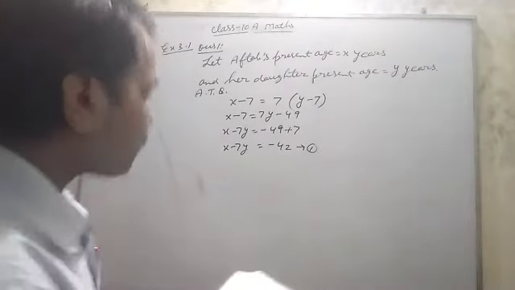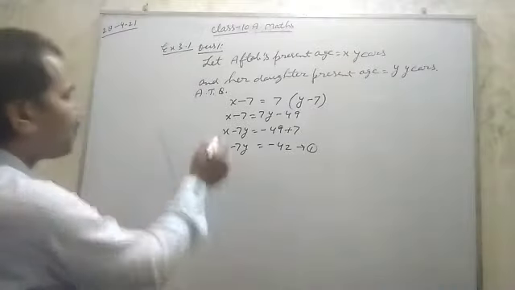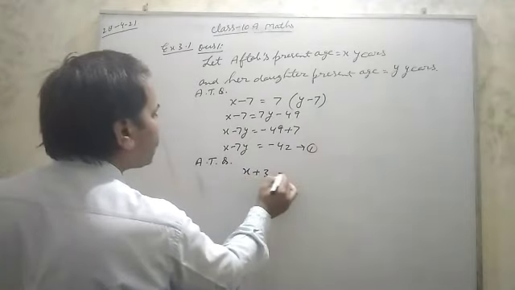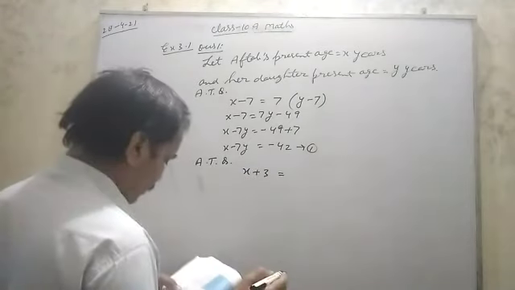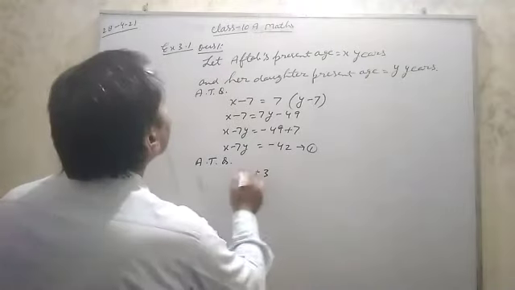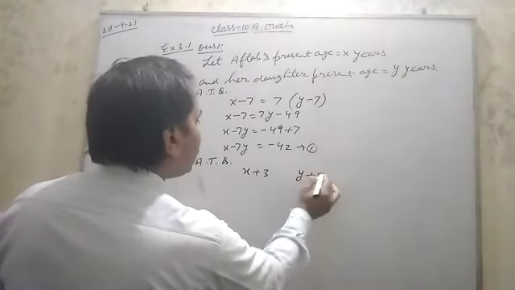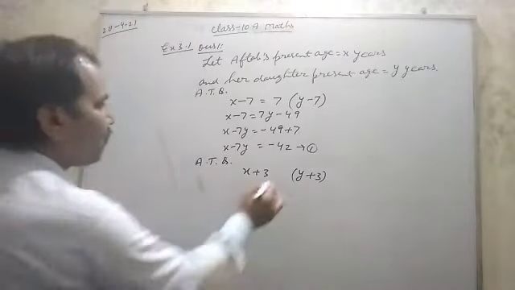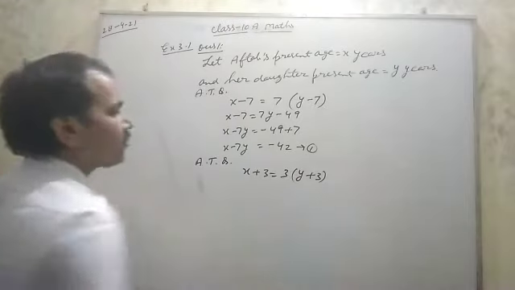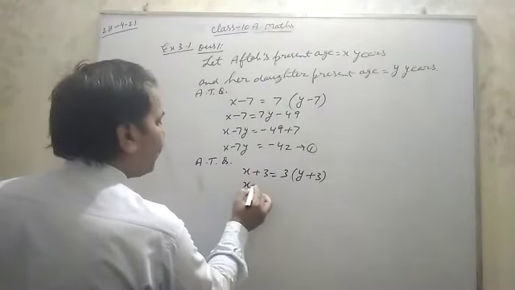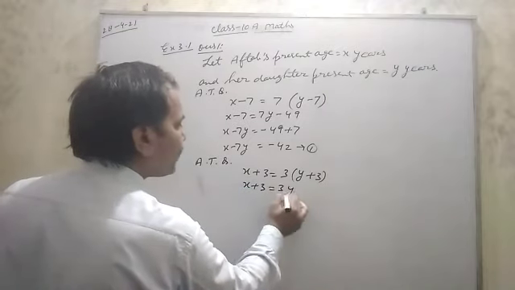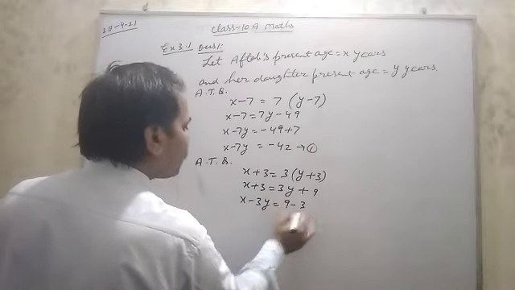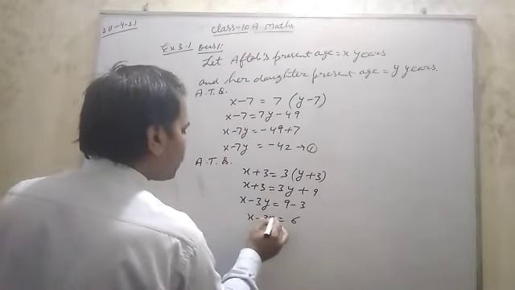Then also 3 years from now means 3 years after. So 3 years after, Aftab's age will be x plus 3 and his daughter's y plus 3. So 3 years from now I shall be 3 times as old as you. So x plus 3 equal to 3 into y plus 3, so 3y plus 9. So x minus 3y equal to 9 minus 3 equal to 6.